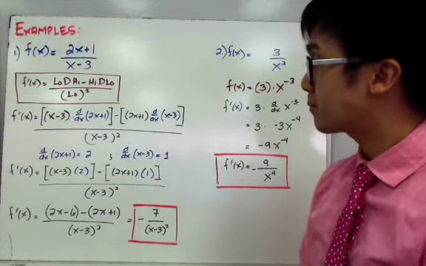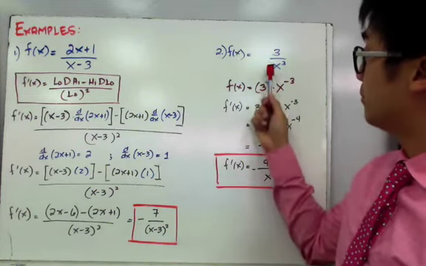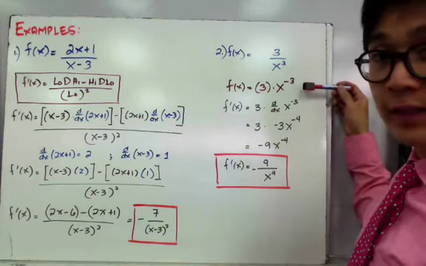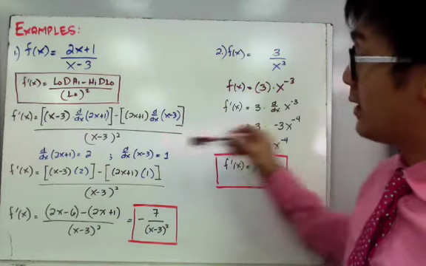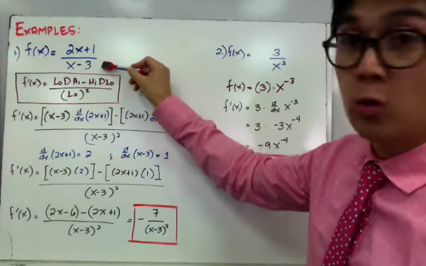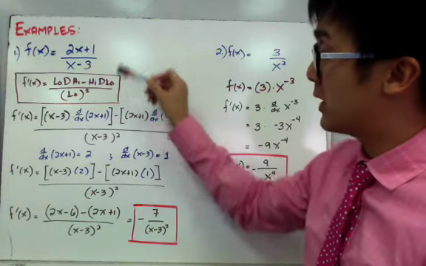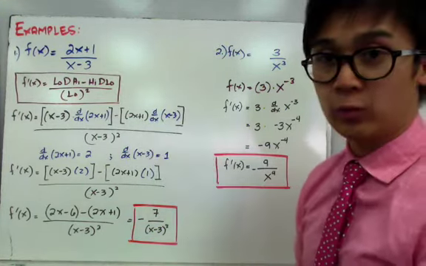So once again, if you have a one-term denominator in a rational function, you can use this approach in finding the derivative of the rational function. And if you have a two-term or more denominator in your rational function, I would suggest that you use your quotient rule.